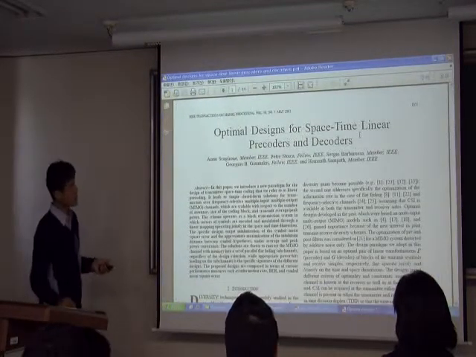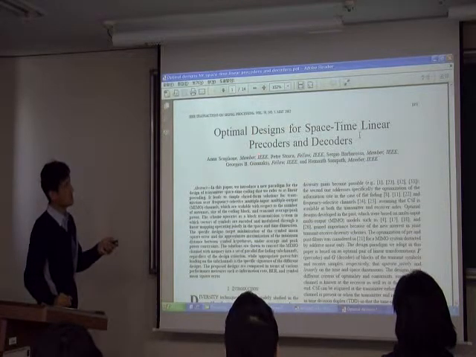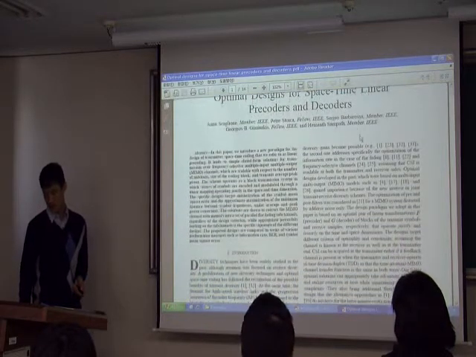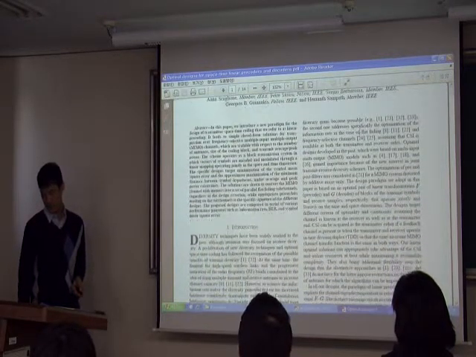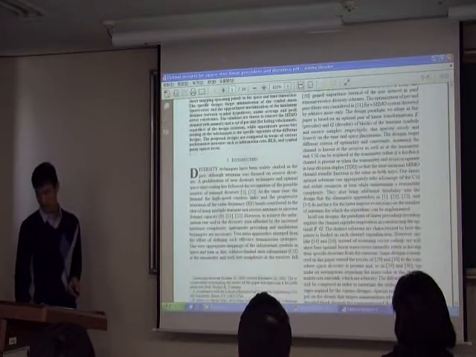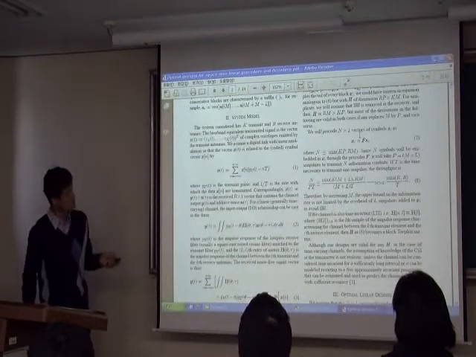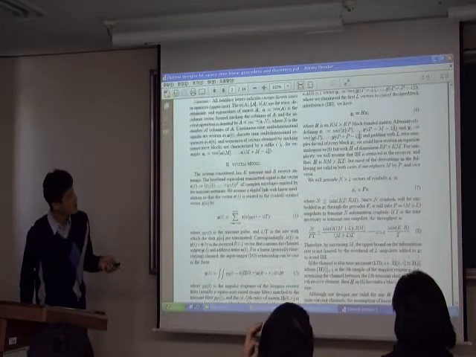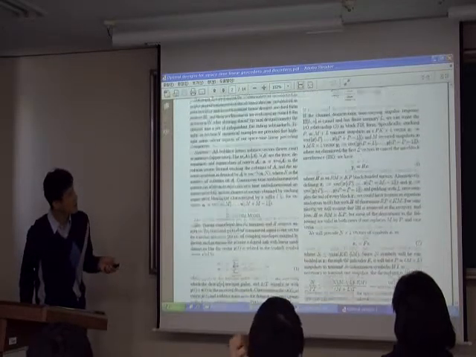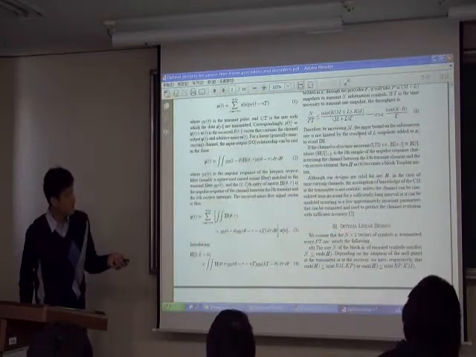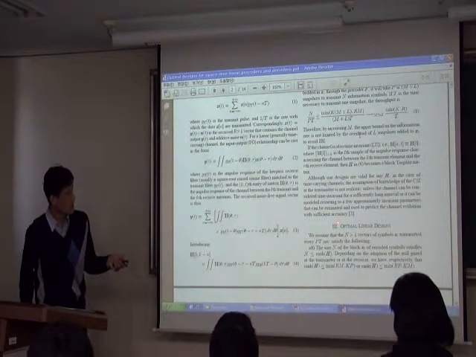So this is a paper, as you see, the optimal design for space-time linear precoder and decoder. Anna Scalone is actually one of the pioneers of this one. And if you look at this picture, there are so many different things, but let's look at this one: the optimal linear design.